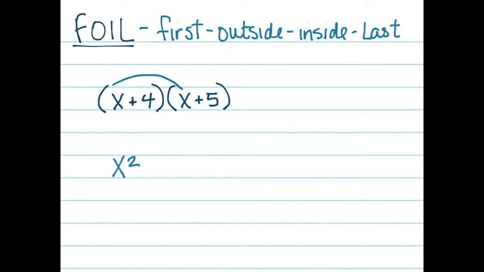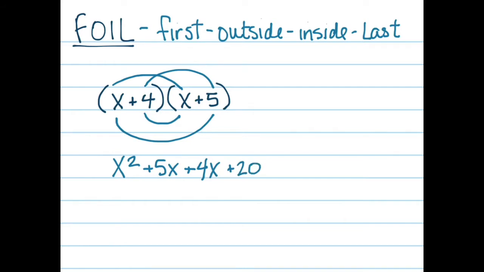Now we'll go to the outside. That means the first one in the first set of parentheses and the last one in the last set of parentheses. So this x times this positive 5. So x times positive 5 is positive 5x. Next up is the inside. So we have positive 4 times positive x gives me a positive 4x. And then the last, we have positive 4 times positive 5 gives me a positive 20.